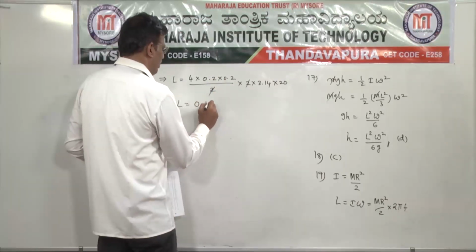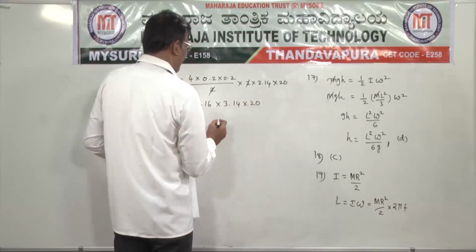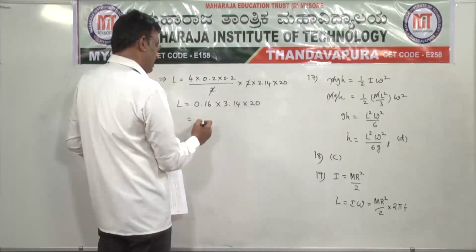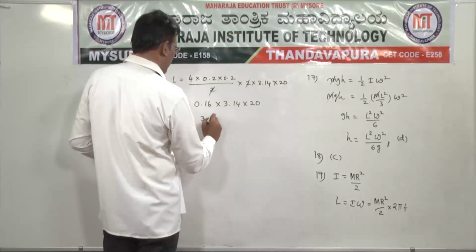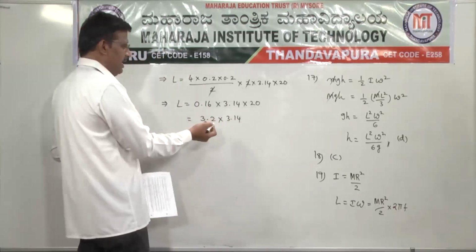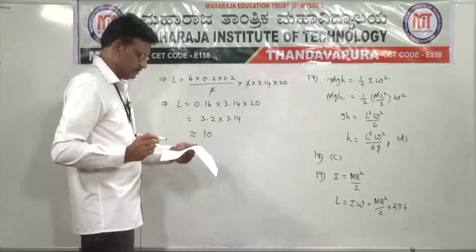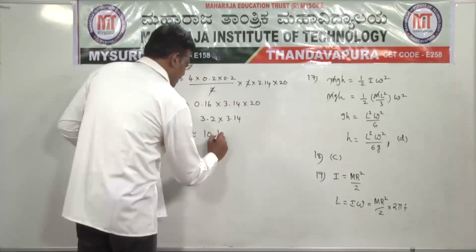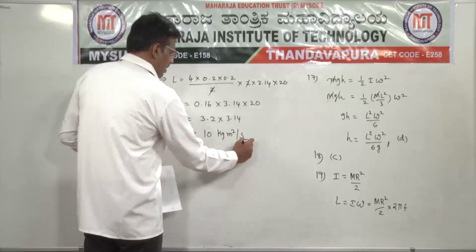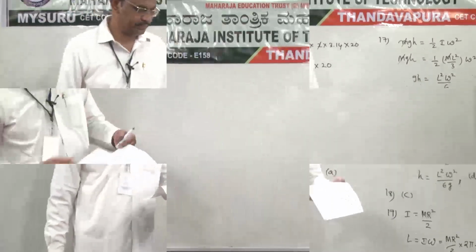So 0.16 into 3.14 into 20, or this can be written as 16 2s are 32, but 20 is there. So 3.2 into 3.14. Approximately 3 3s are 9, but more than 3 is there on both sides. So approximately we can take it as 10 kg meter square per second. 10 kg meter square per second is our answer. That is option A, the right option. Next, question number 20.